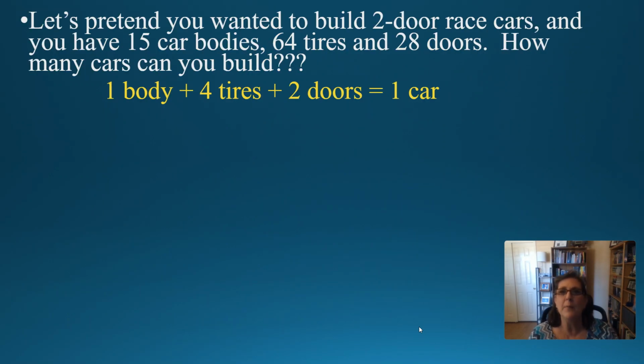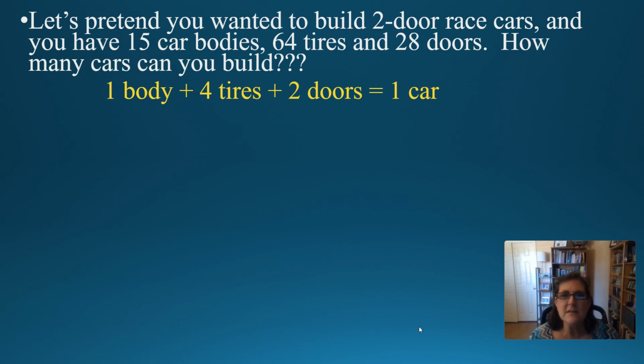Let's pretend you want to build two-door race cars and you have 15 car bodies, 64 tires, and 28 doors. How many cars can you build? This is a great example of critical thinking. It helps to have a recipe, or reaction, for building the race cars. To make a race car, you would need one car body, 4 tires, and 2 doors. Pause and see if you can figure this out on your own.